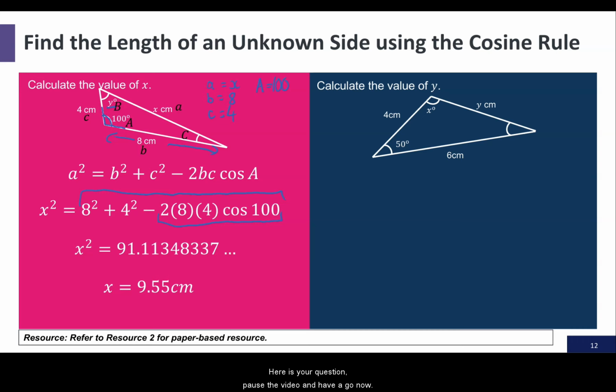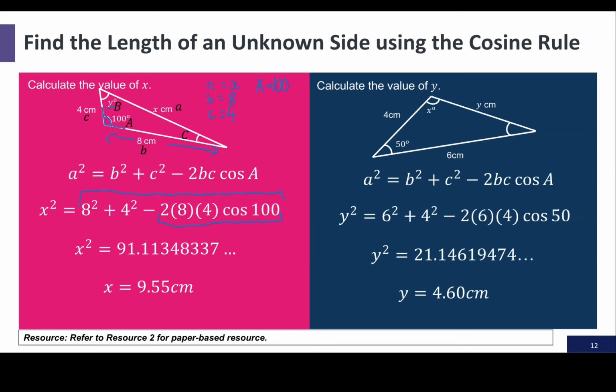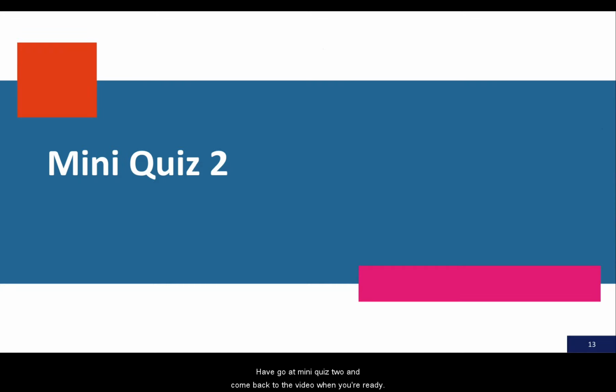Here's your question. Pause the video and have a go now. Here's the solution. So y is 4.6 centimetres. So y would have been lowercase a, 50 degrees would have been capital A, B would have been the 6 centimetre side, and the 4 centimetre side was lowercase c. Notice the x isn't needed in this problem. Have a go at mini quiz 2 and come back to the video when you're ready.